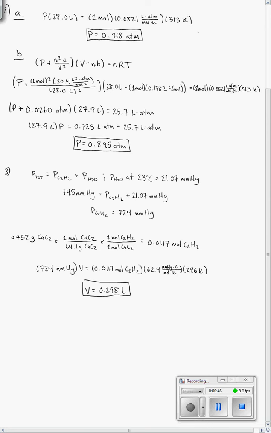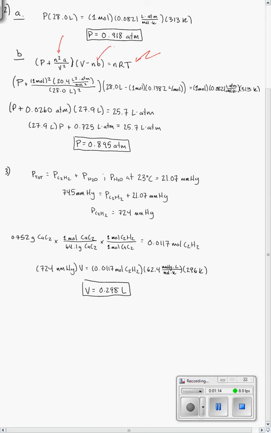Okay, in the second part of the problem, we need to use the van der Waals equation. I've written it here. The first part of this equation, n squared a over V squared, accounts for attractive forces. The n and the V you've seen before: n means number of moles, V is volume. a is something new. It's a constant, and it's something you'd look up for each gas.